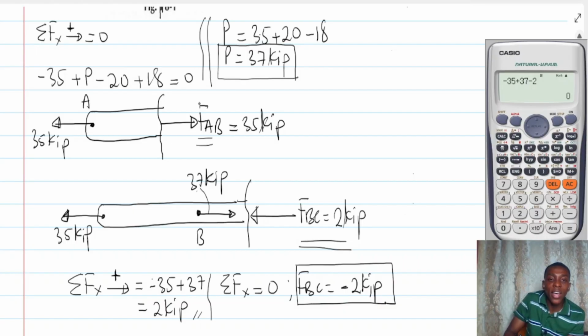So we've been able to solve for FBC. But don't forget that for FAB, the force needed to set equilibrium was in this direction, so this one is a tensile force. So it's positive. And then this is a compressive force. I hope the concept is clear.